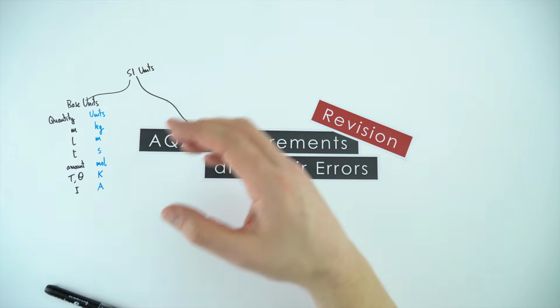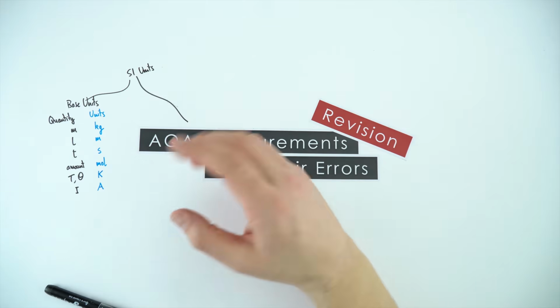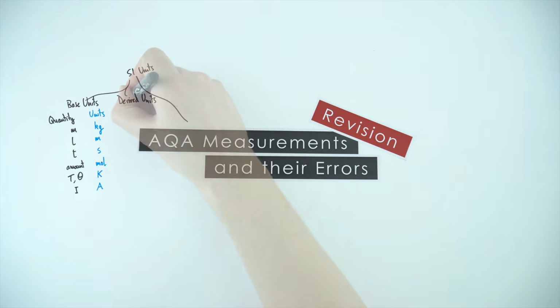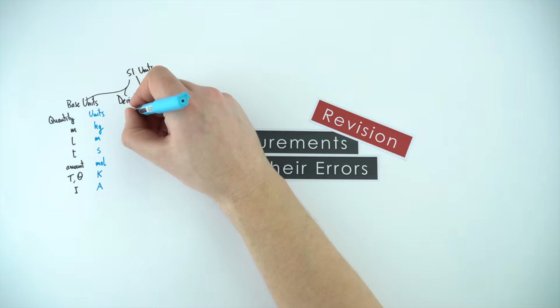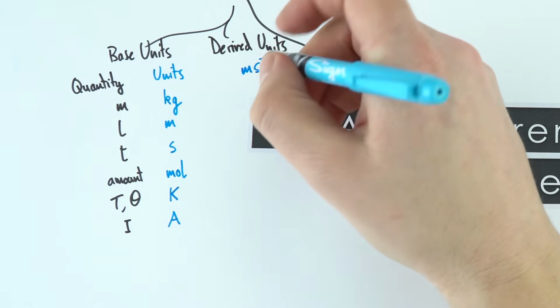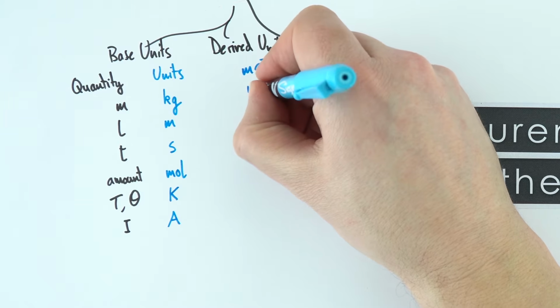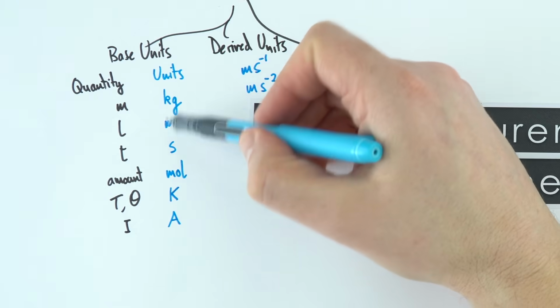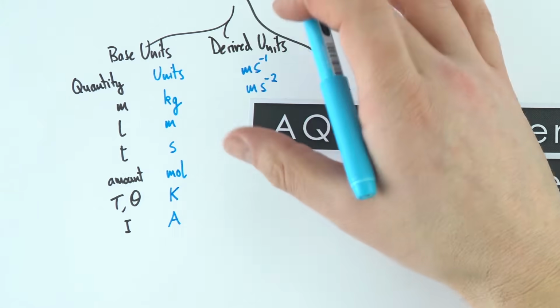But there's often lots of other things we're measuring, things like forces, things like energy. And what we also then have is our derived units. Now, an example of a derived unit might be velocity measured in metres per second, or it could be something like acceleration, which is metres per second per second. Now, these ones here are derived from some of these base units. And that sounds fairly straightforward.